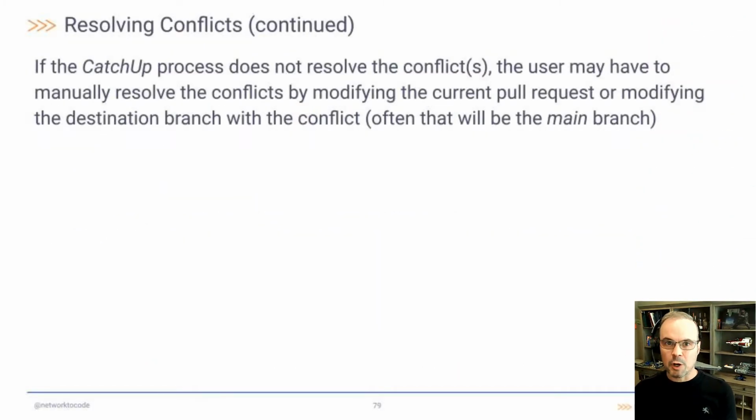Talking about how to resolve conflicts comprehensively is beyond the scope of this presentation. However, if your catch-up process does not resolve the conflicts, the user will probably have to get more involved by manually resolving the conflicts in your pull request or modifying the destination branch, which is often your main branch.